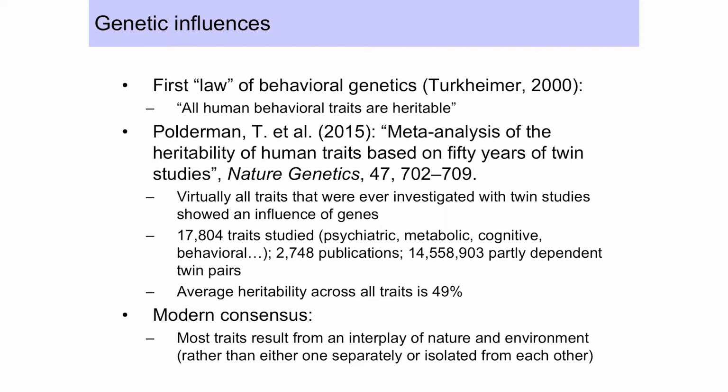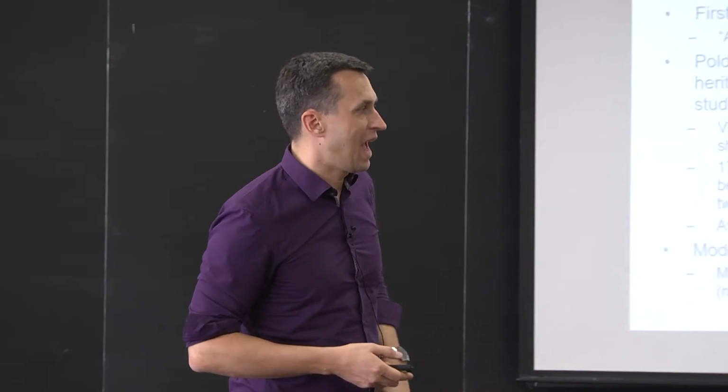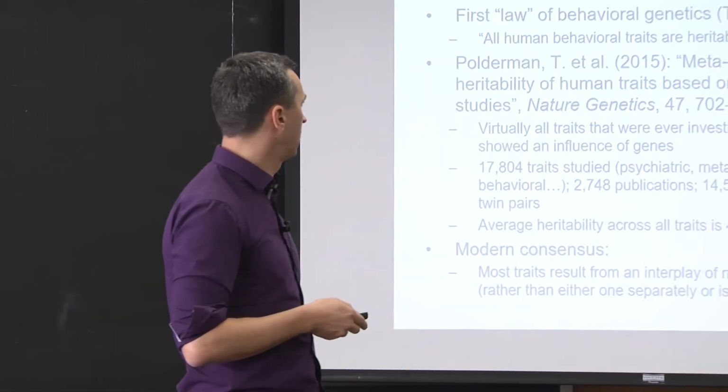We can use that to do a variance decomposition of any trait we're interested in, and back out an estimate of how much of the total variation of the trait can be attributed to genetic differences among people versus shared environment versus individual environment. So that was the traditional paradigm for estimating heritability.